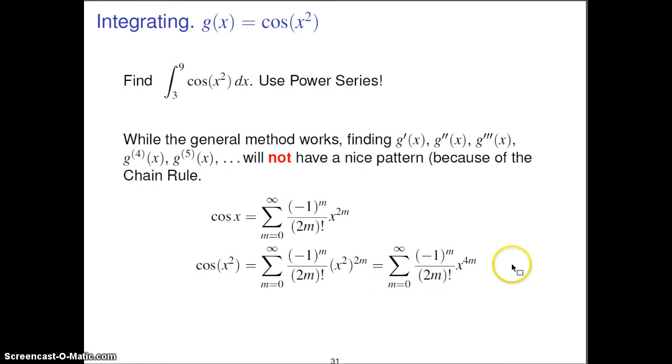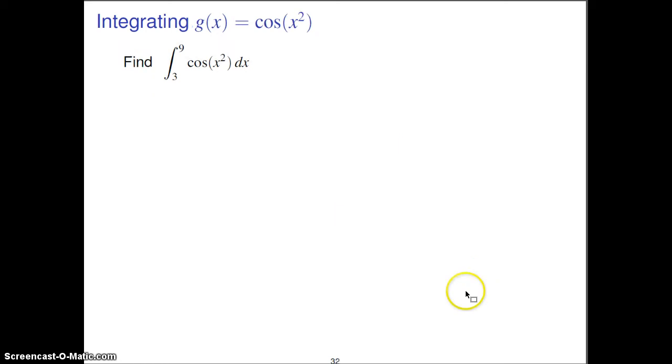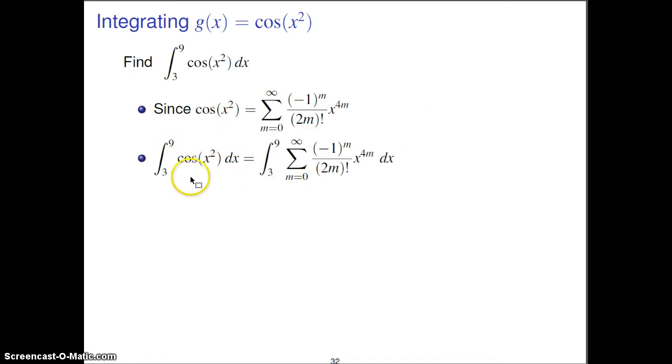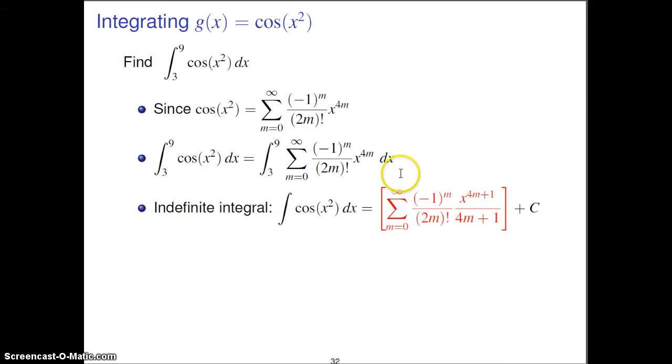And this is just a big old polynomial. Think of this as a polynomial of degree infinity, in a sense. So integrate one term at a time. And to find this integral, now here's what we do. Because of this power series representation of cosine of x squared that we just saw in the previous slide, to integrate this function is the same thing as integrating this power series. So we do that, right?